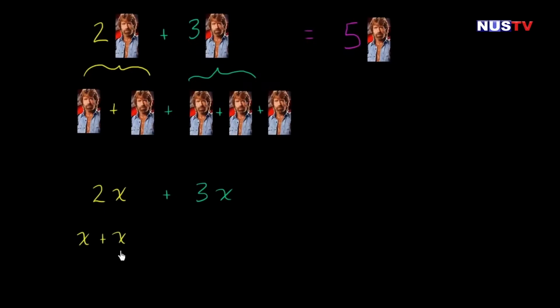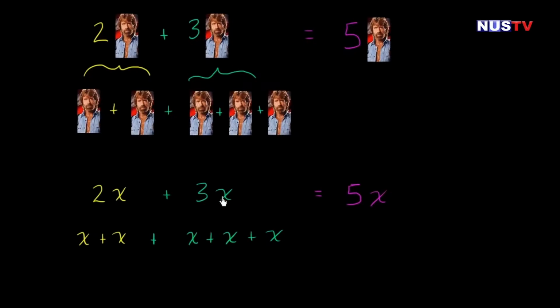We don't know what the value of x is, but whatever that value is, we can add it to itself. And then 3x's are going to be that value plus that value plus whatever that value is. And so how many x's do I now have? Well, I'm going to have 1, 2, 3, 4, 5 x's. So 2x plus 3x is equal to 5x.